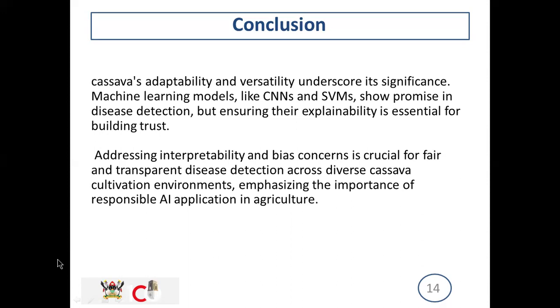Addressing interpretability and bias concerns means that after identifying a given disease, the system gives you the explanation and addresses the bias. For example, on the previous slide, it gives you the heat map of how it easily detected that disease. This will help to emphasize the importance of responsible AI application in agriculture.